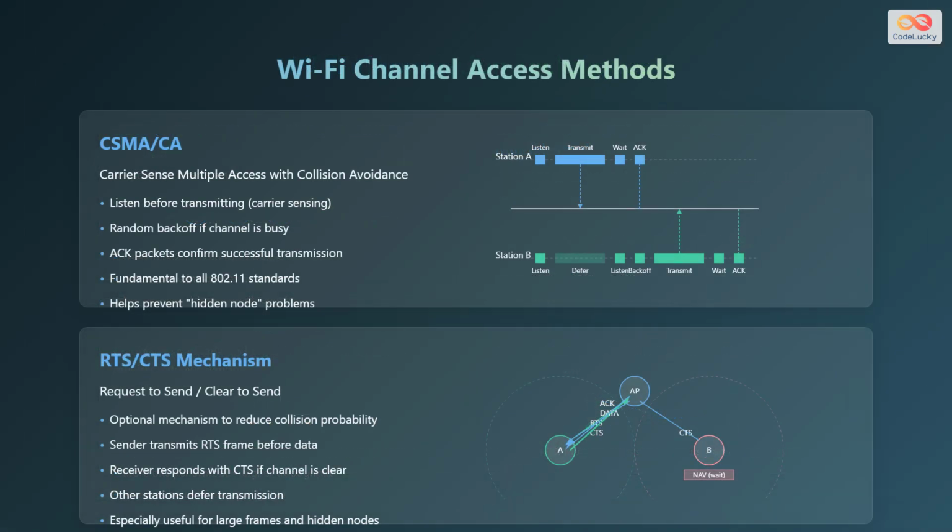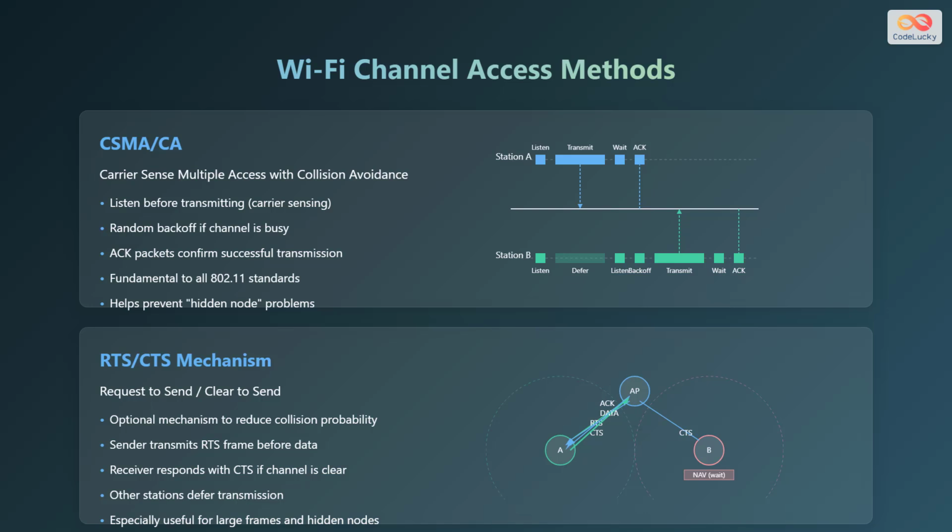Now, let's explore the channel access methods used in Wi-Fi networks. First, we have carrier-sense multiple access with collision avoidance. This involves listening before transmitting, also known as carrier sensing. If the channel is busy, the device waits for a random back-off time. Acknowledgement packets are used to confirm successful transmission. It is fundamental to all 802.11 standards and helps prevent hidden node problems.